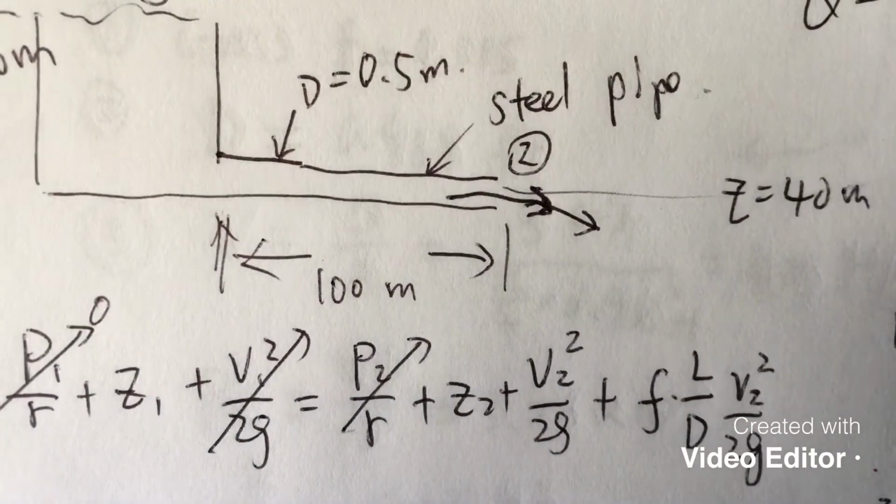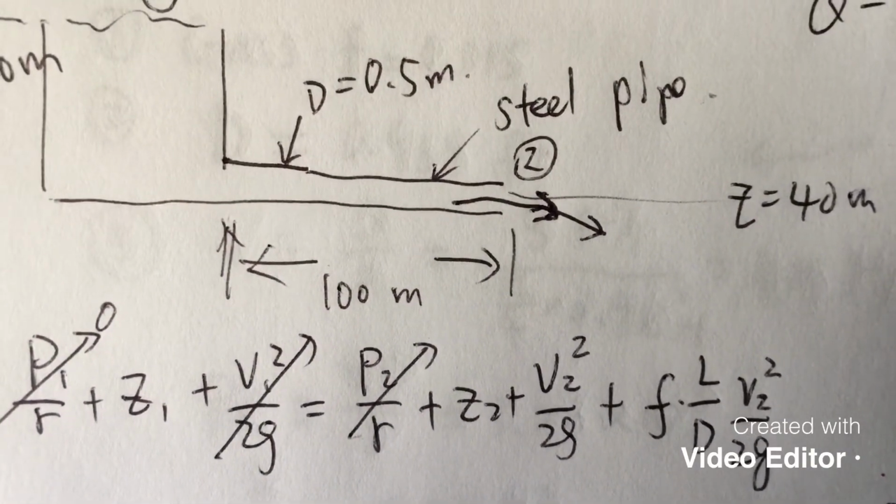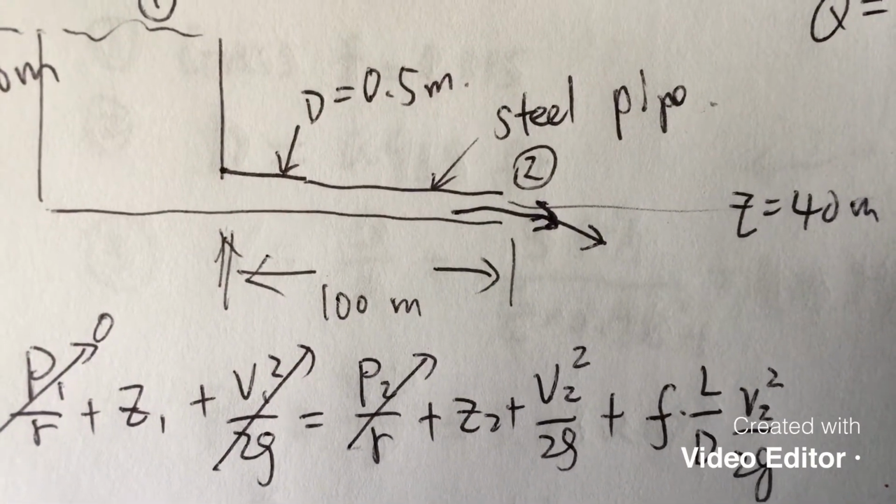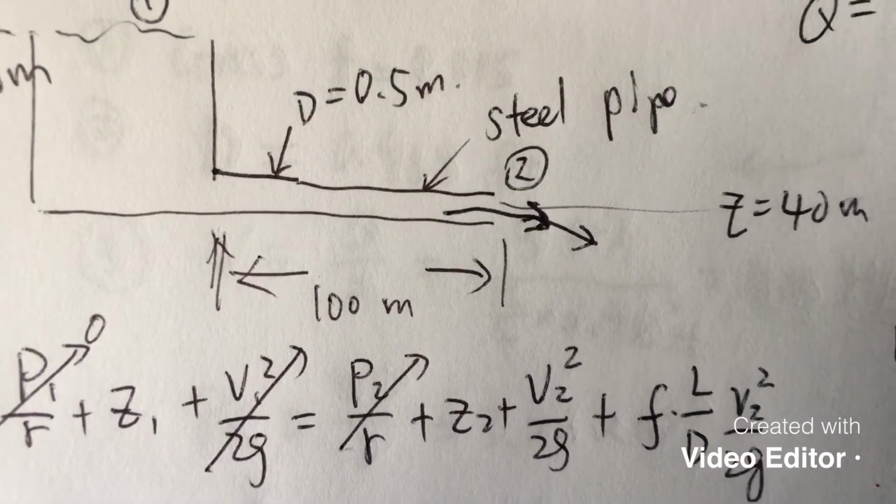So what kind of V are we talking about? It must be V2, right? The outlet velocity is the same as the velocity in the entire pipe.